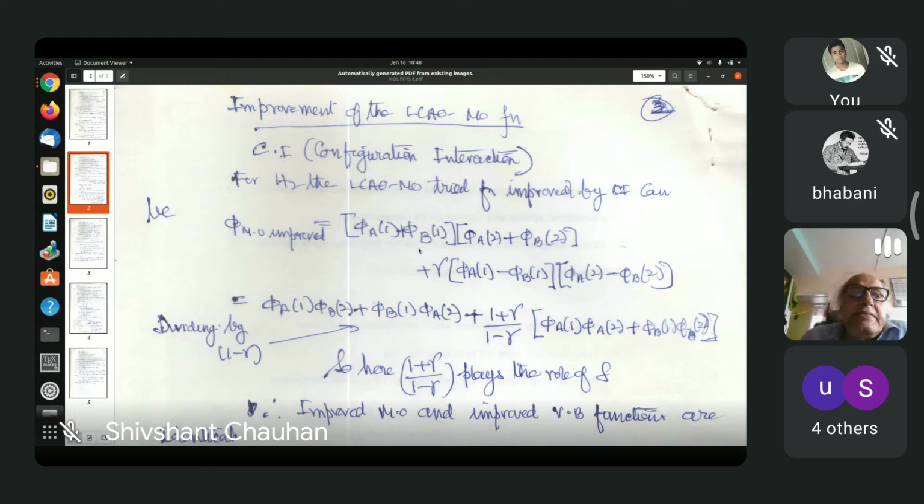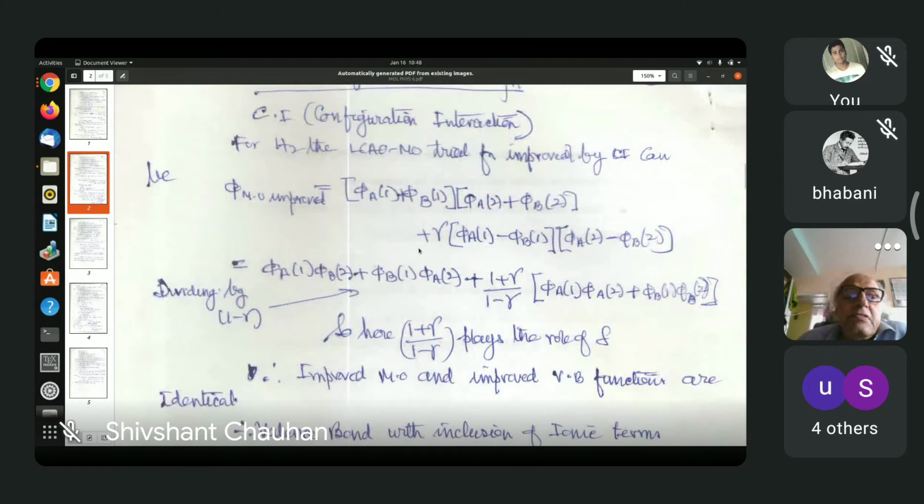Can you see why this is so? Why phi A1 minus phi B1 and phi A2 minus phi B2? Do you think there is some kind of cheating here? Why phi A1 minus phi B1 and phi A2 minus phi B2? Why? To make it symmetric.